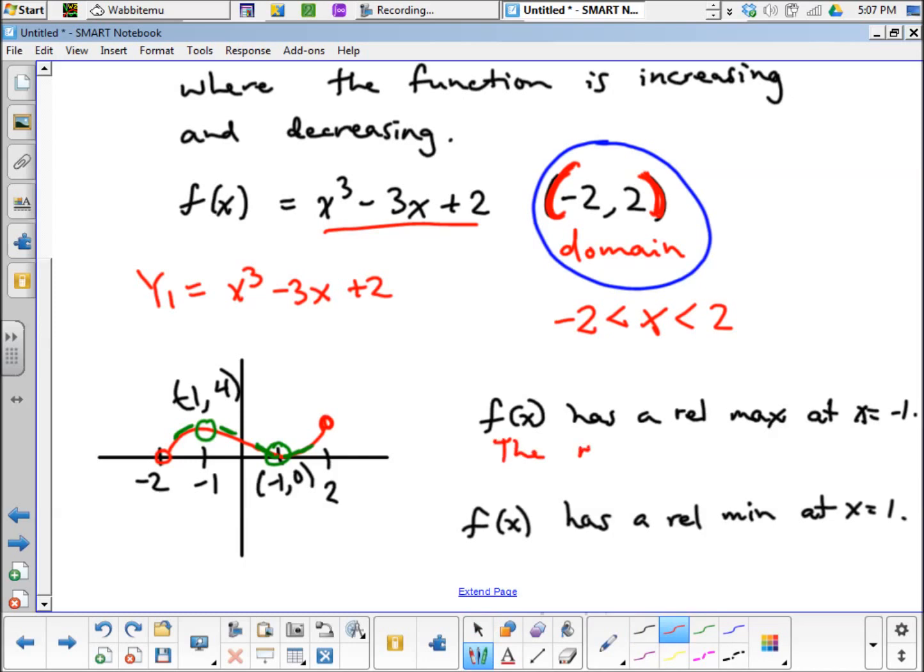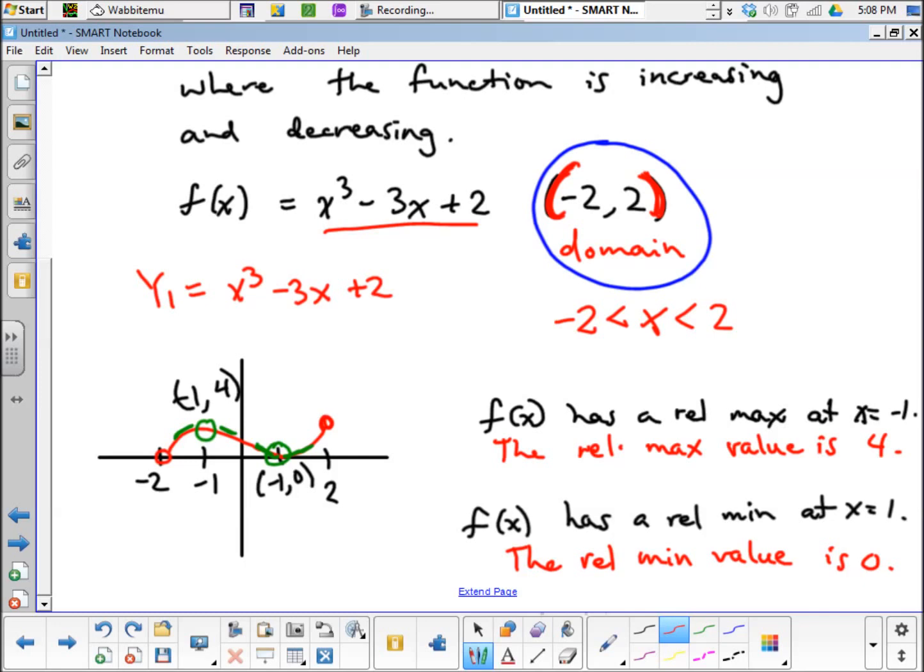You could say the relative max value is 4, and you could say the relative min value is 0. So what I'm doing is I'm giving the y value also, and we call that the value of the function. Okay? So maybe a better way to word it is the value of the function at the relative maximum is 4. The value of the function at the relative minimum is 0.